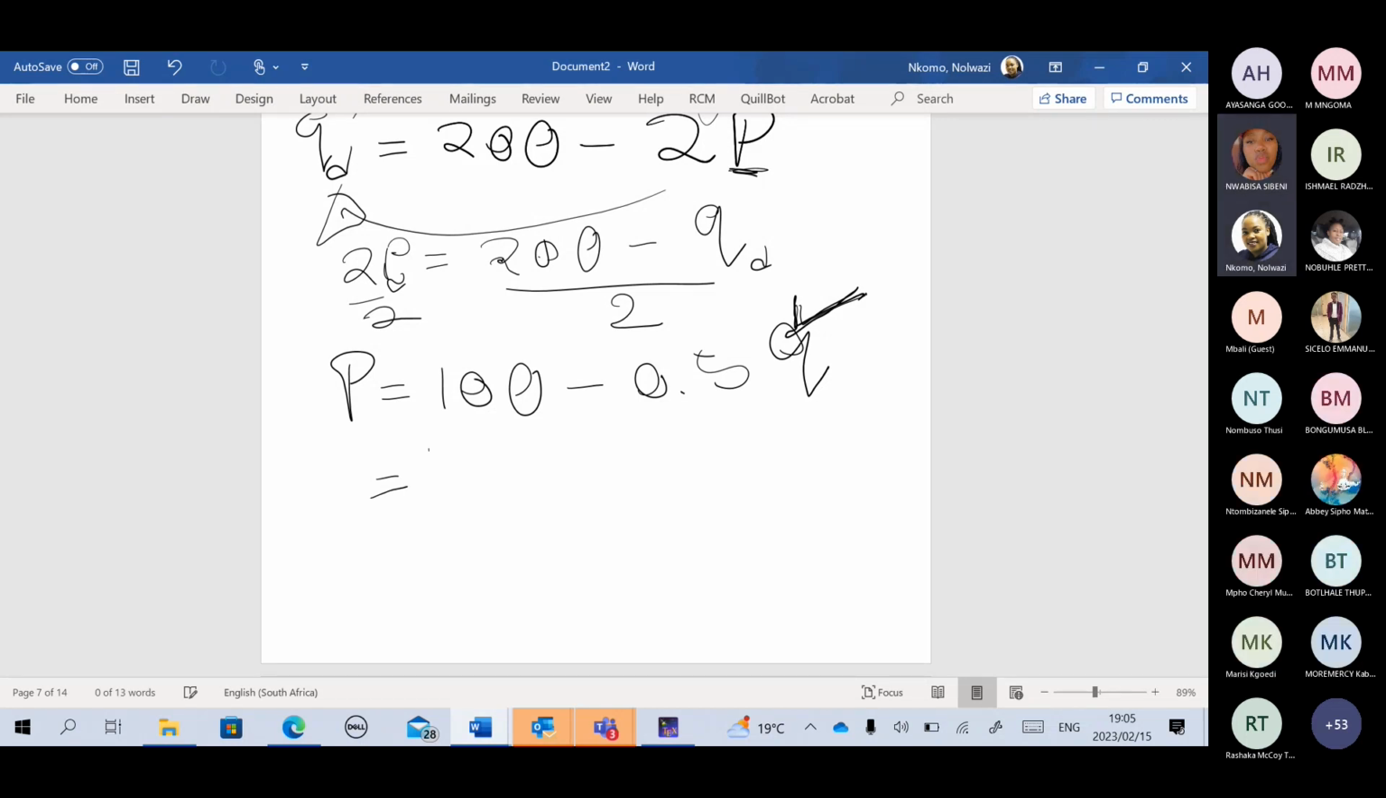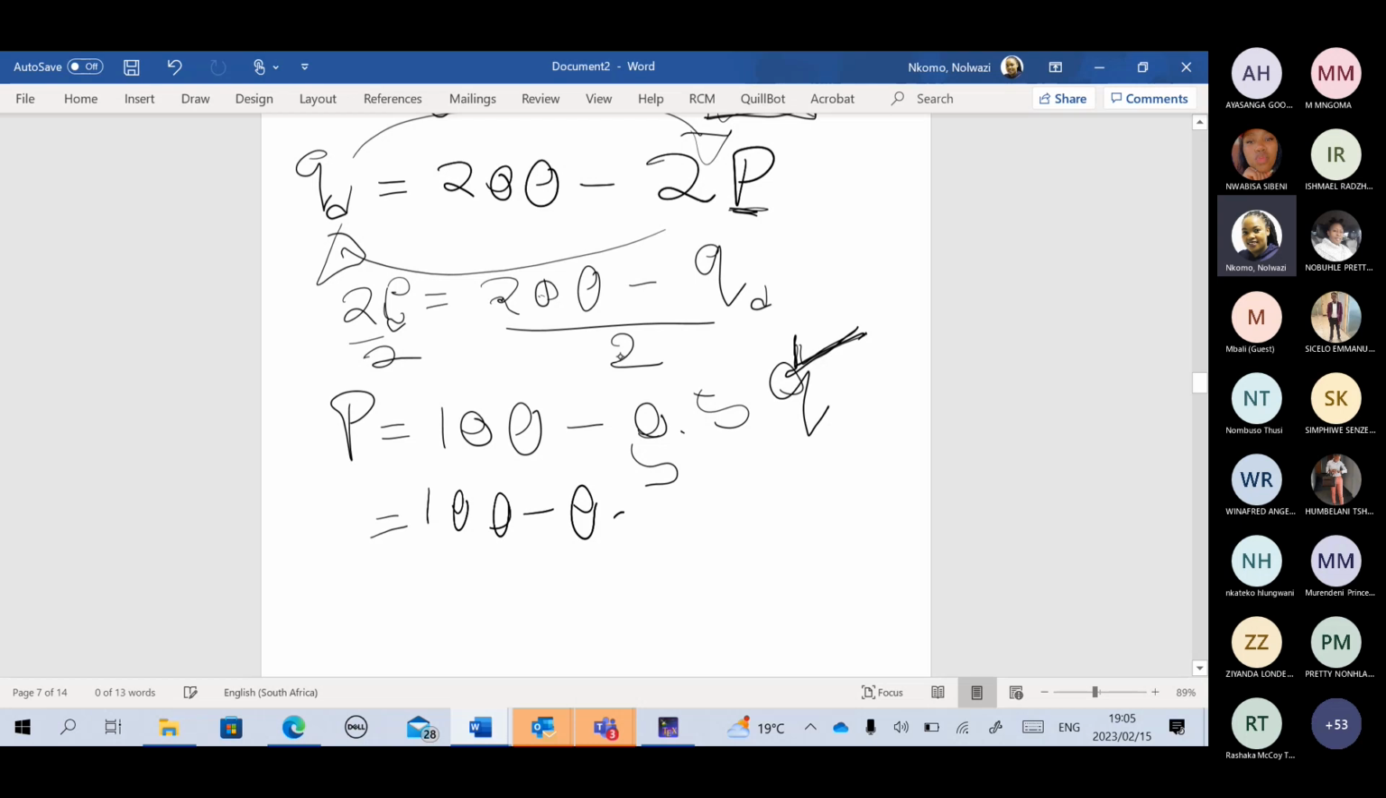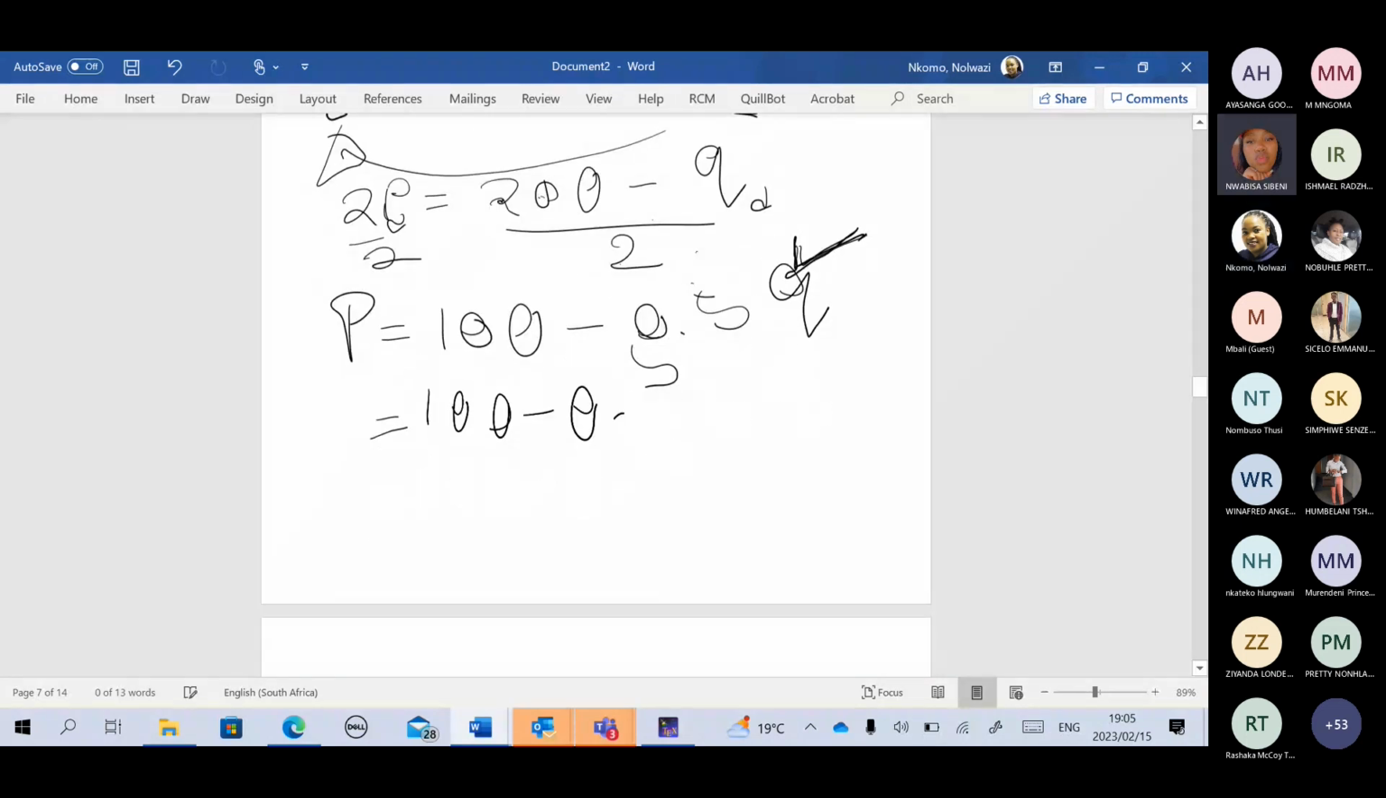Sorry, where does the 0.5 come from? It comes from 1/2. We have 200 divided by 2 minus 1 divided by 2, and 1 divided by 2 is 0.5. Okay.